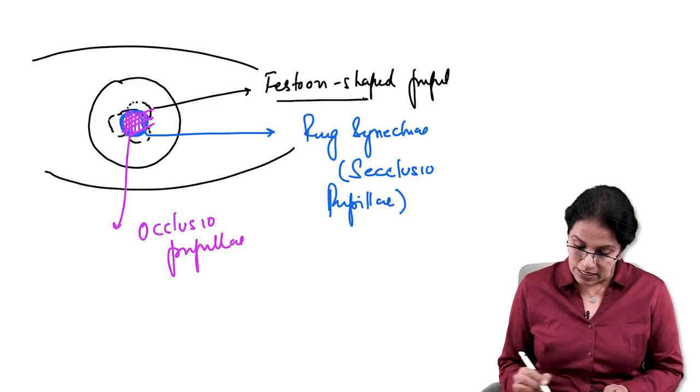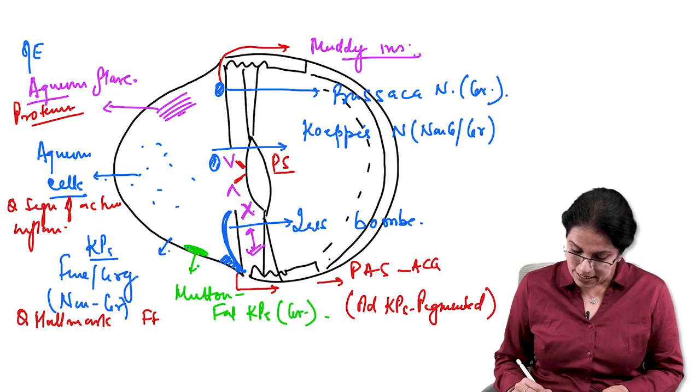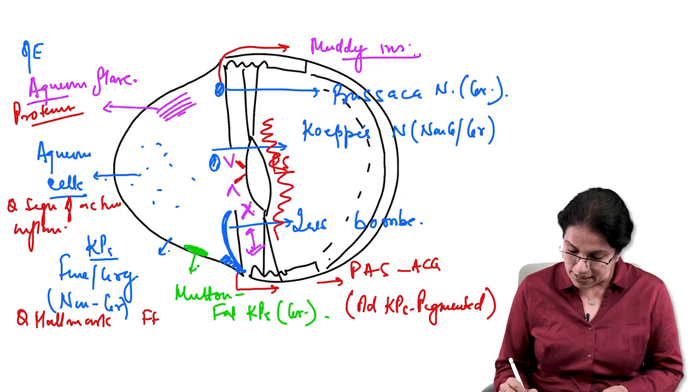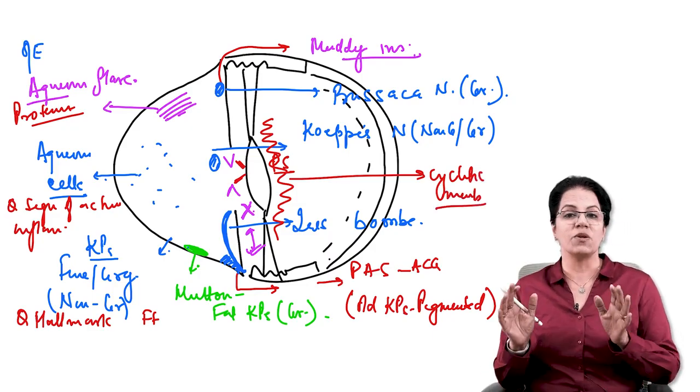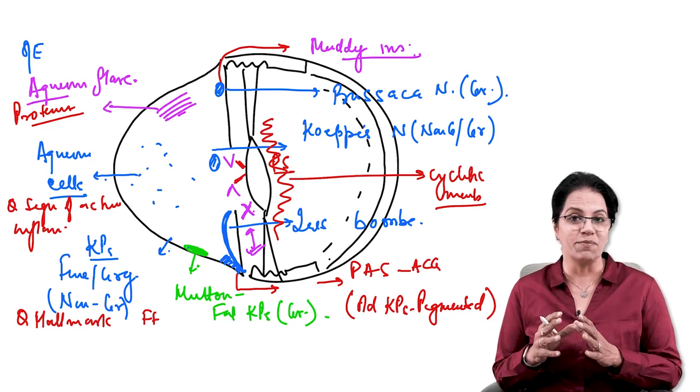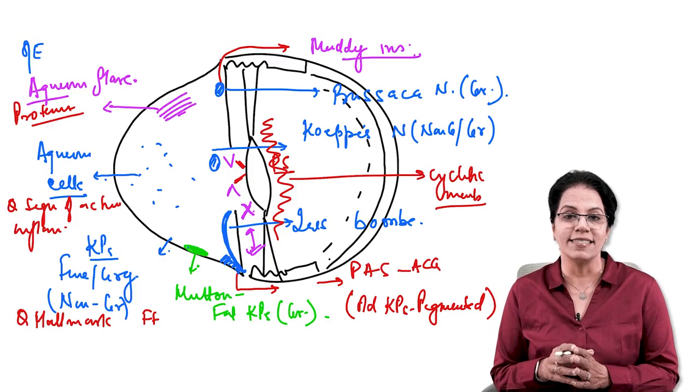And later what it will lead to, of course, last feature that I wanted to mention is cyclitic membrane, which is an inflammatory membrane behind the lens. This is called cyclitic membrane. So, one diagram and you know all the features of anterior uveitis, and it's very, very important. This is one topic in the whole chapter of uveitis which will be asked in detail.